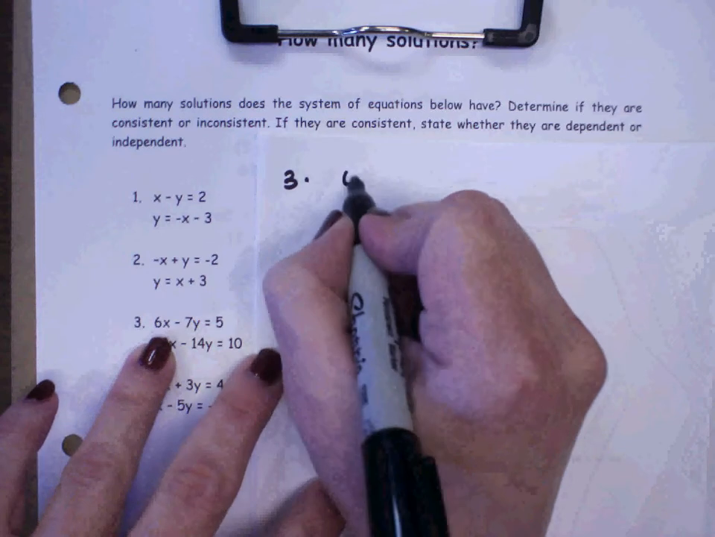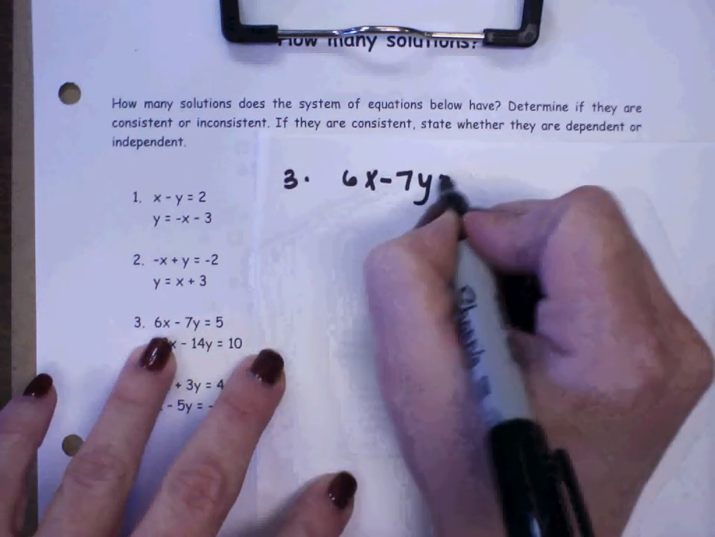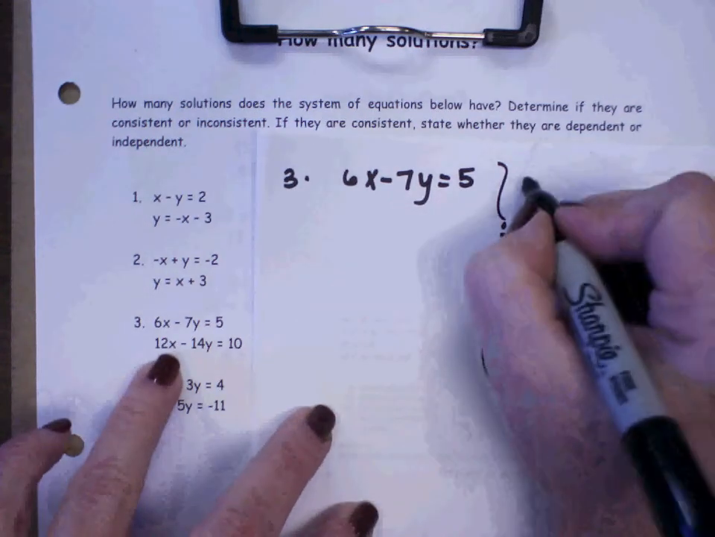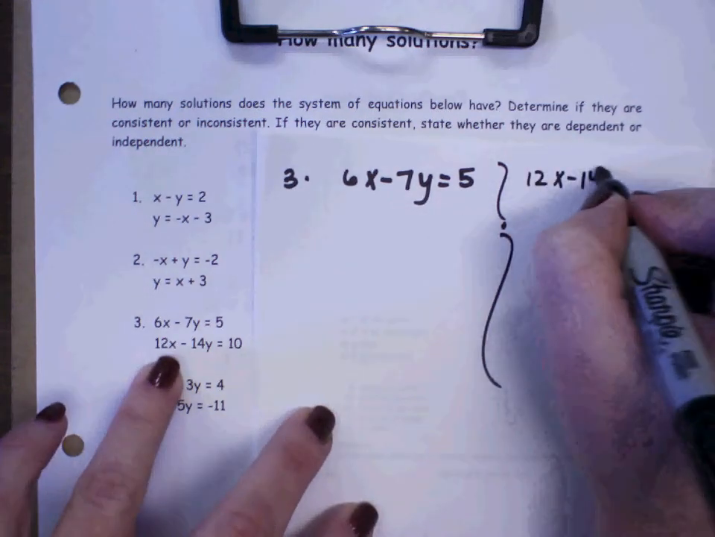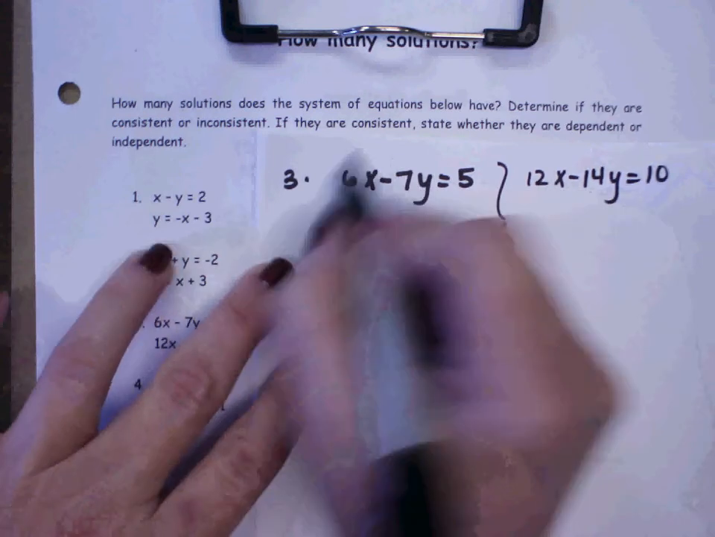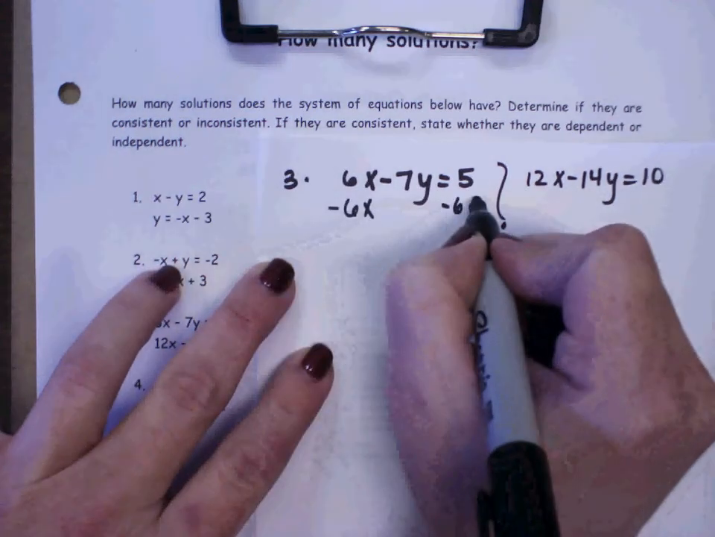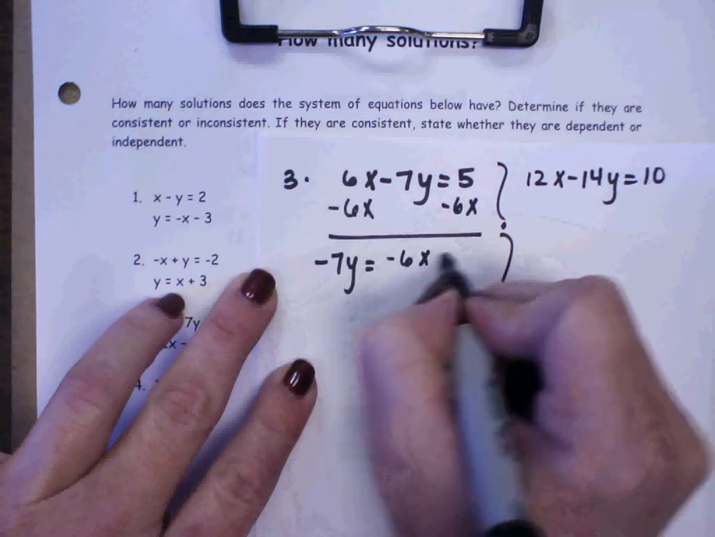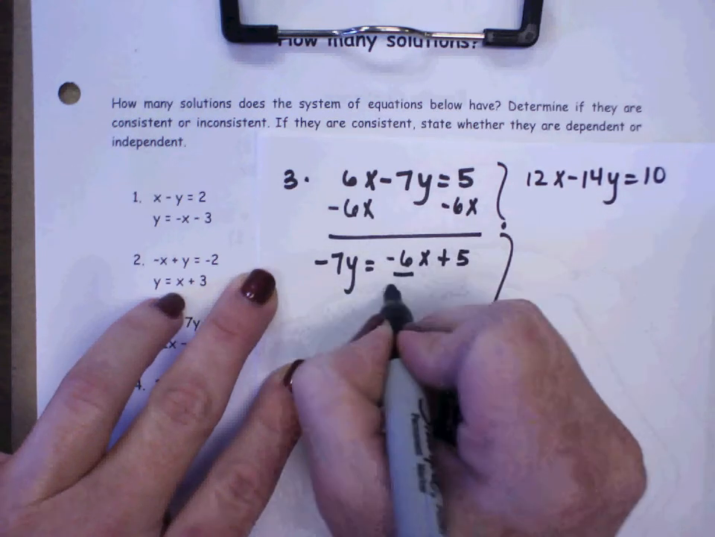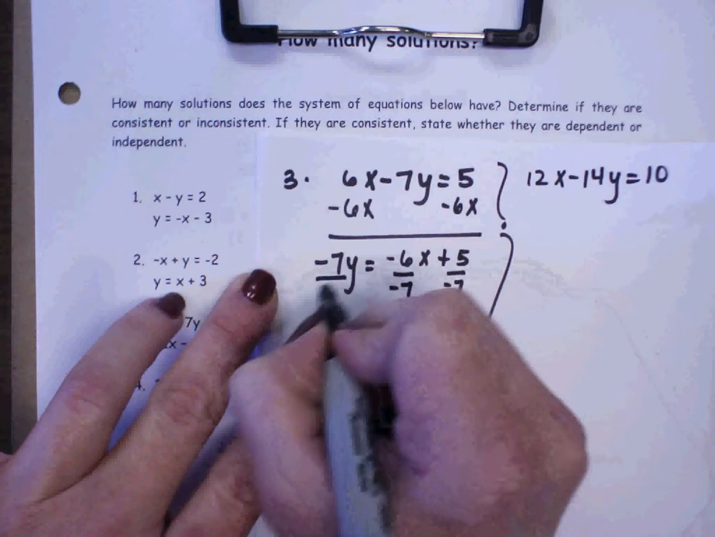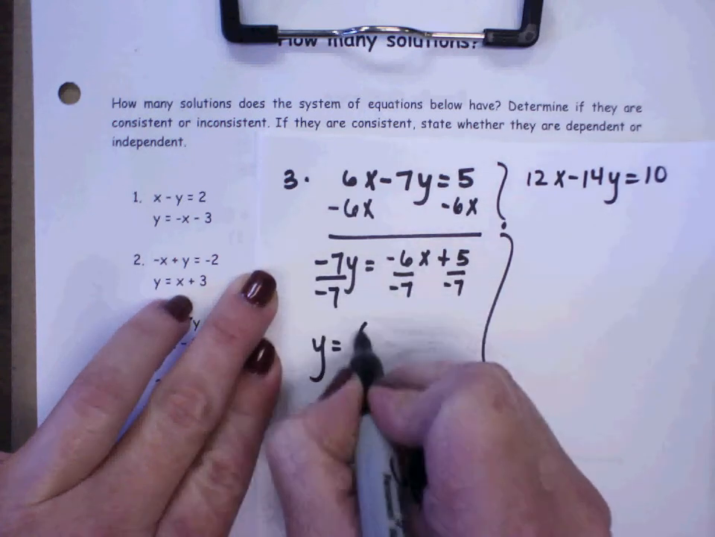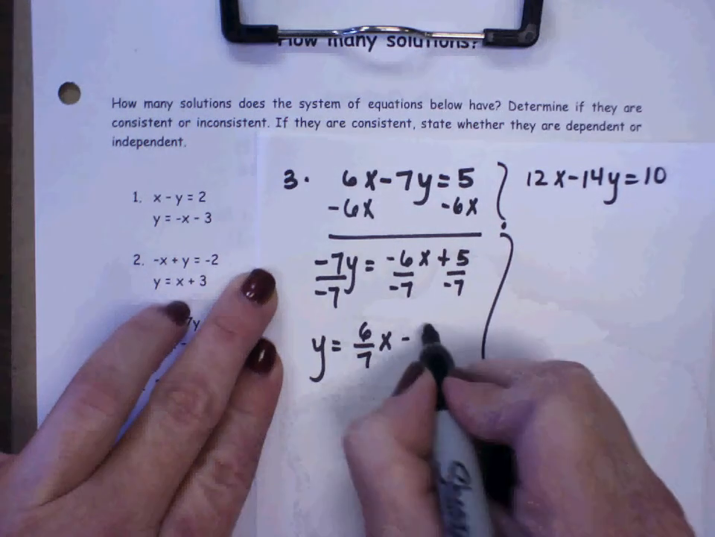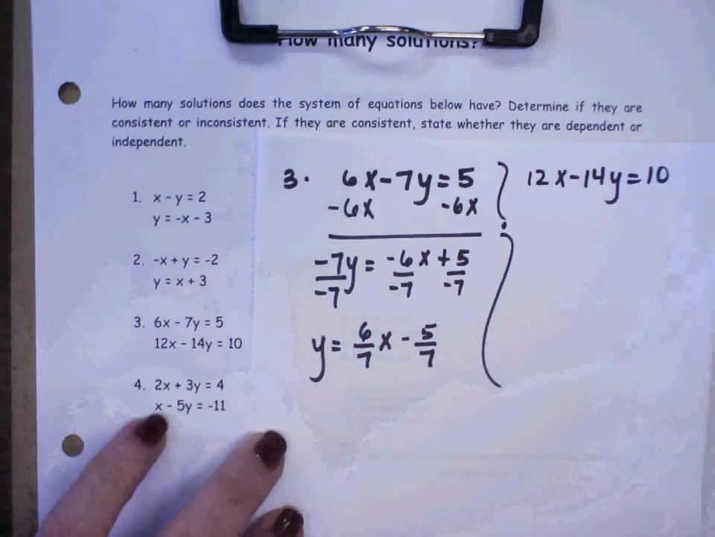All right, for number 3, 6x minus 7y equals 5. And then my second one would be 12x minus 14y equals 10. Okay, so minus 6x on both sides, negative 7y equals negative 6x plus 5. And now I'm going to divide by negative 7. So y equals 6/7 x minus 5/7. So that's the first one.